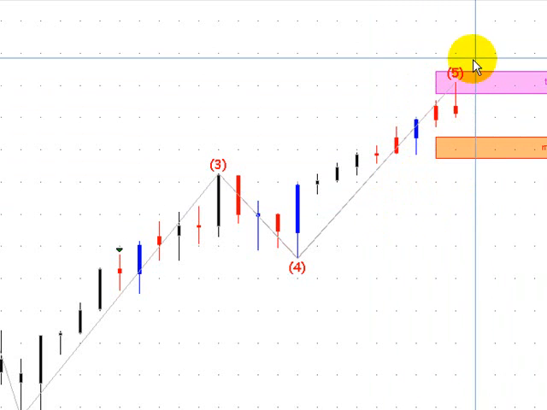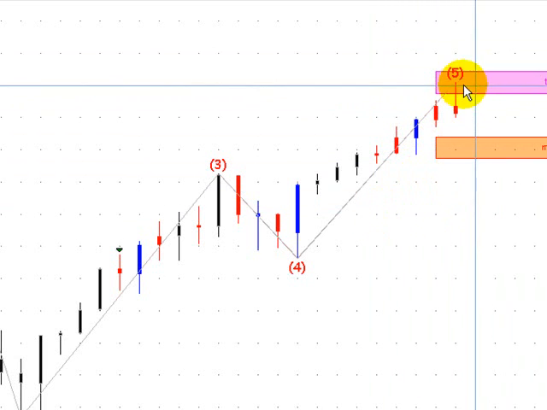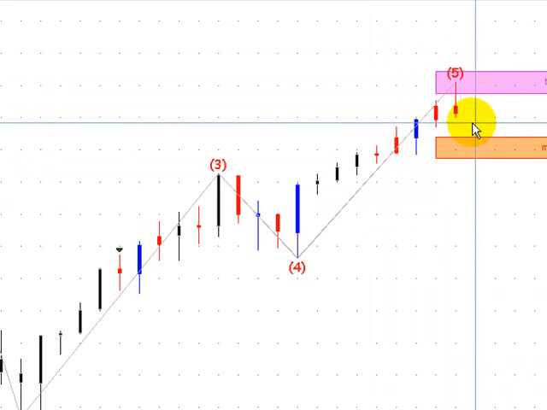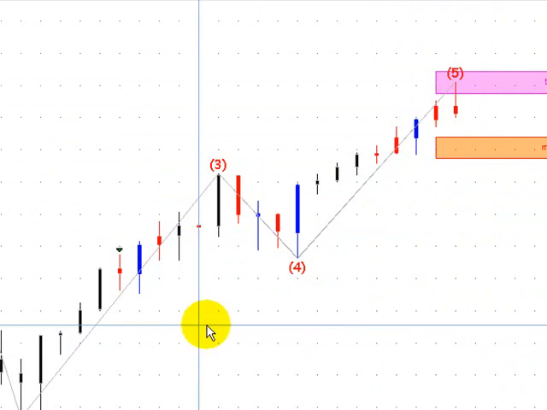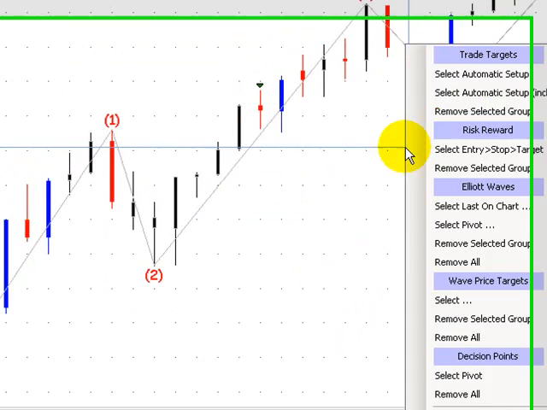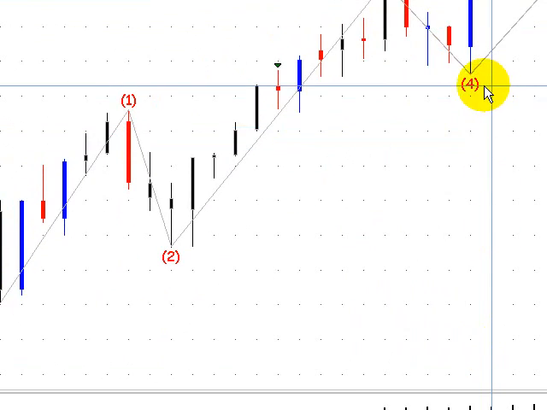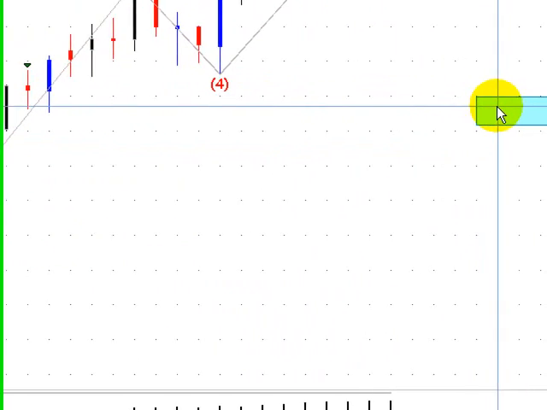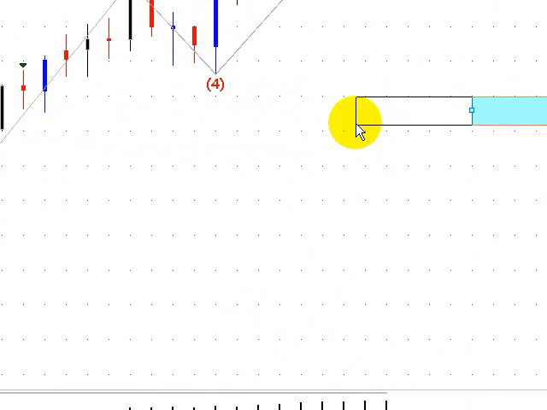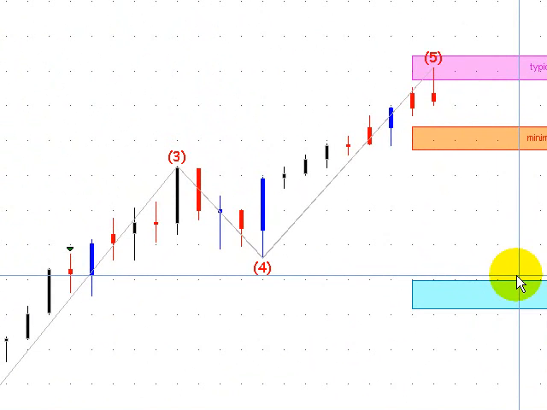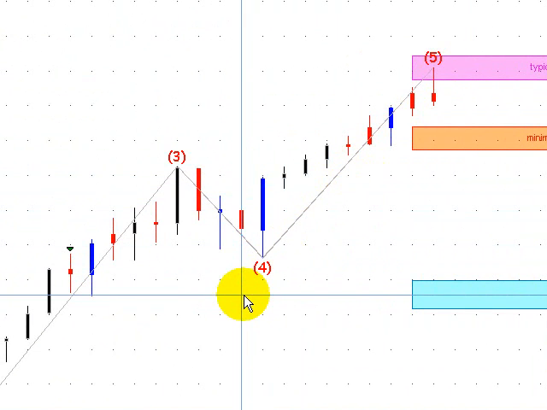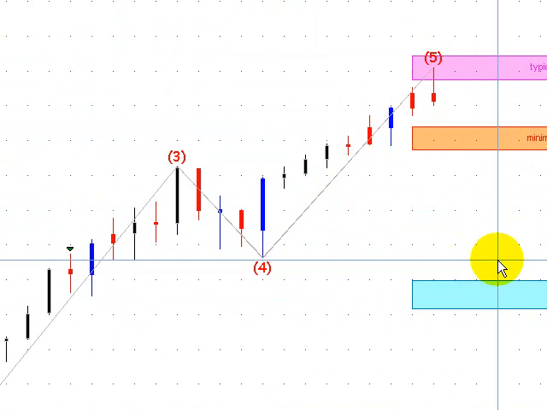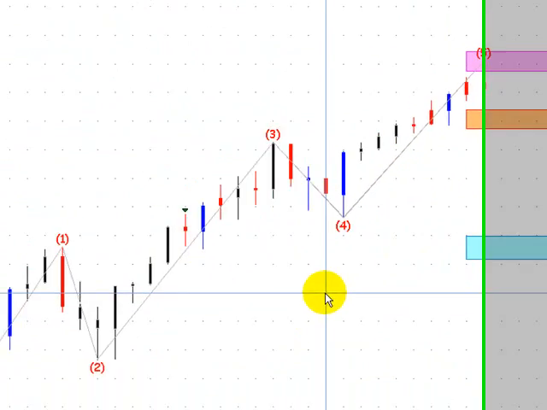So we'll see if we get an ABC type correction in here. The weekly support, if you use a decision point off this wave 4 swing, would be back down to this 10,800 area. Again, this is a big weekly time frame. A lot of points in between here and there. So we'll see what we get.